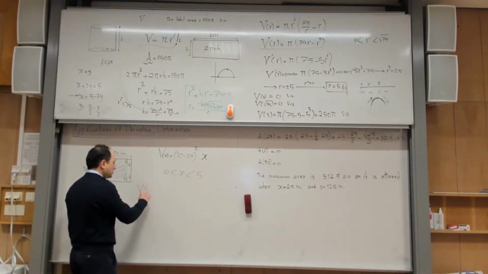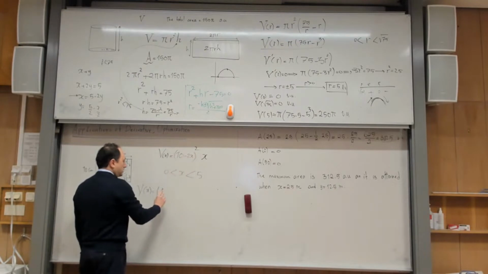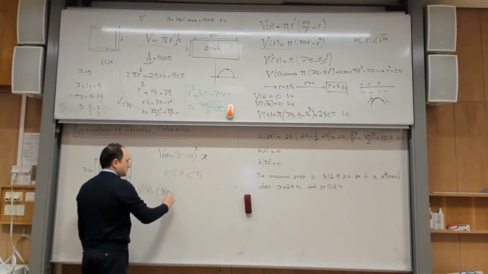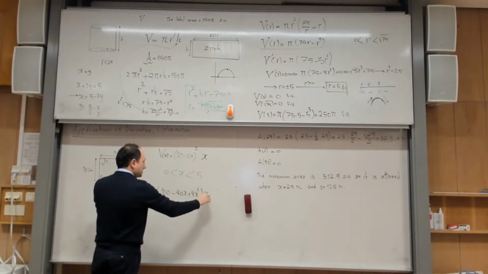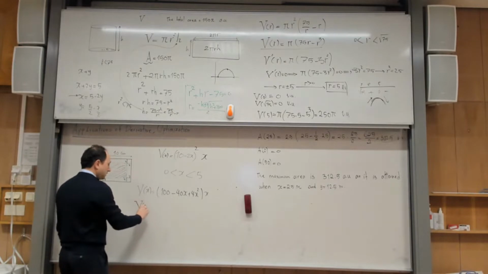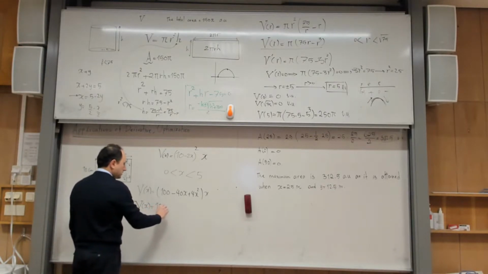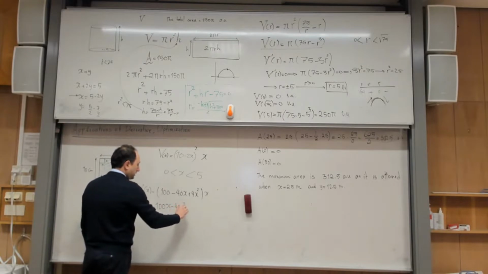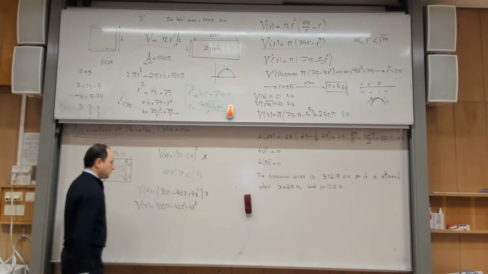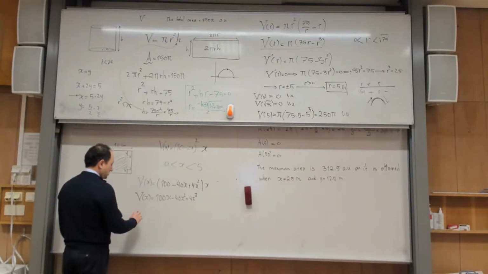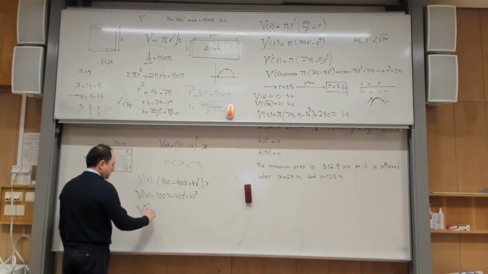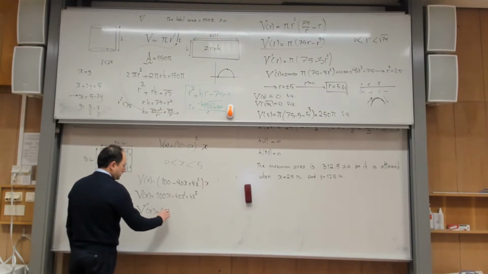So v of x is equal to, this one squared is 100. 2 times the first one times the second one is how much? 40x, and then 4x squared. And then I have 1x at the end. So finally, my expanded function is 100x minus 40x squared, and then plus 4x cubed. And then the rest of it is just differentiation. So the derivative of this function is 100 minus 80x.